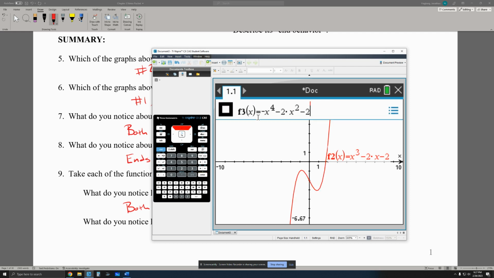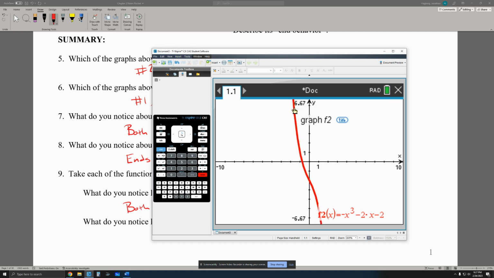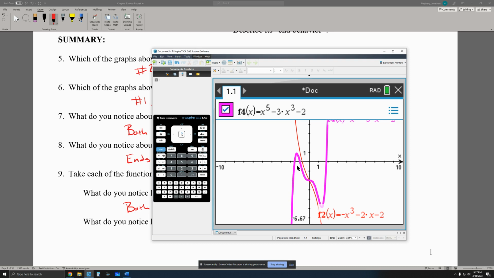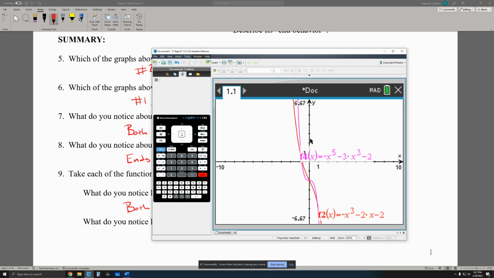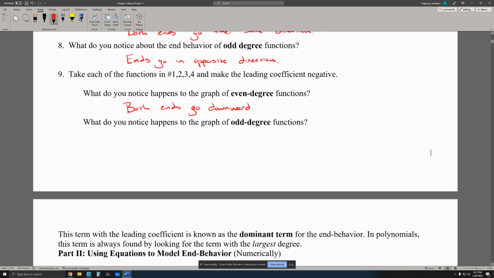And then if we put that negative leading coefficient, let's see what happens. The left end behavior is approaching positive infinity, and the right end behavior is approaching negative infinity. So those flip as well. Let's see if that's true for our pink function here. So here's the original, same idea as the cubic, but when we make the leading coefficient negative, we see the same to also be true here. So what happens to the graph of odd degree functions? The left end approaches positive infinity, and then the right end would then approach negative infinity.